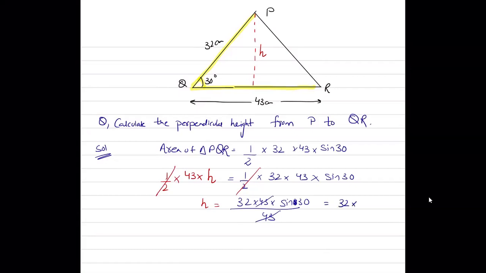In the last class, we did the ratios of sine of 30 degrees. Sine 30 degrees was 1 upon 2. So 32 times 1 upon 2 is 16. 16 centimeter is the perpendicular height of this triangle.